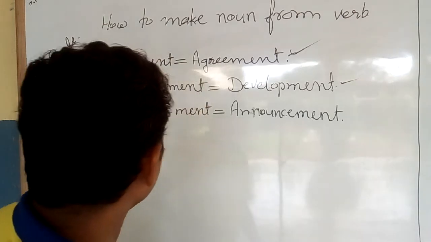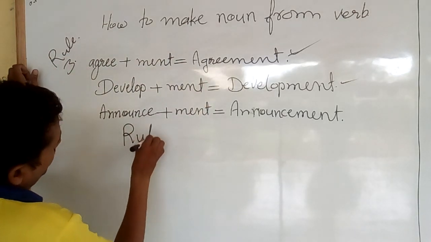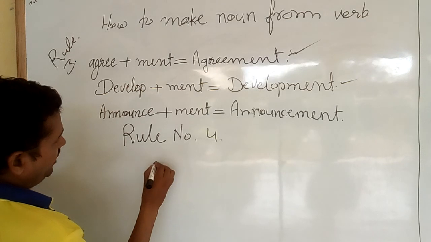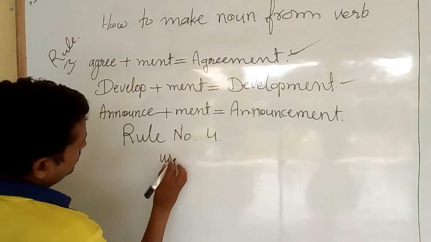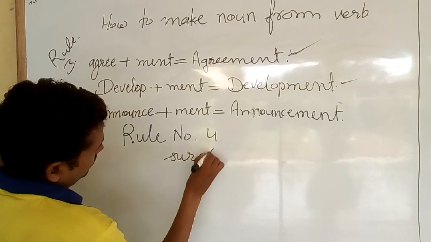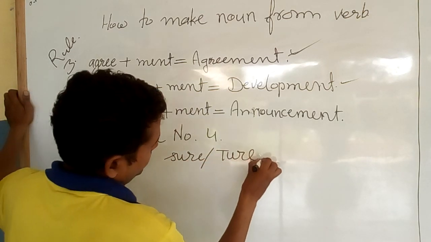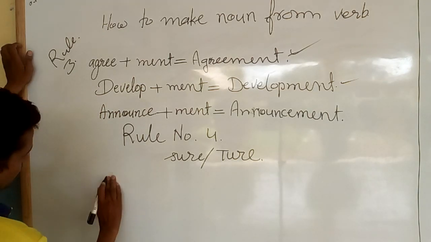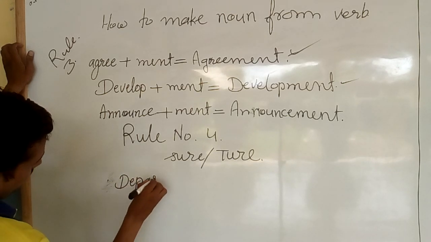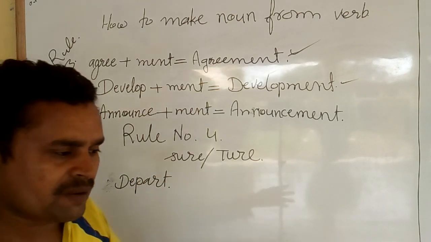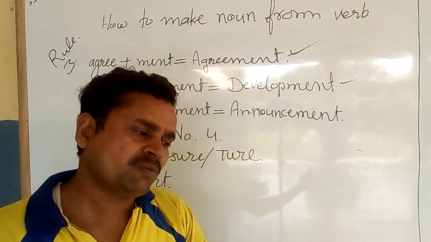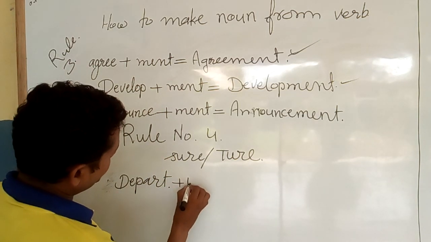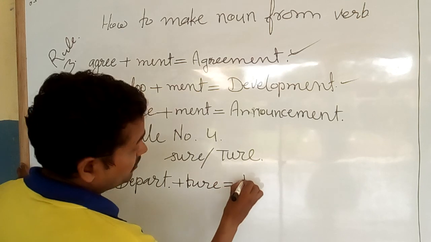Now come to the next, rule number 4. You can add -ure or -ture. For example, depart. Depart is a verb. Depart means to start or to go from one place to another. To start, you can say that. Depart, and you can add -ture. It will be departure.